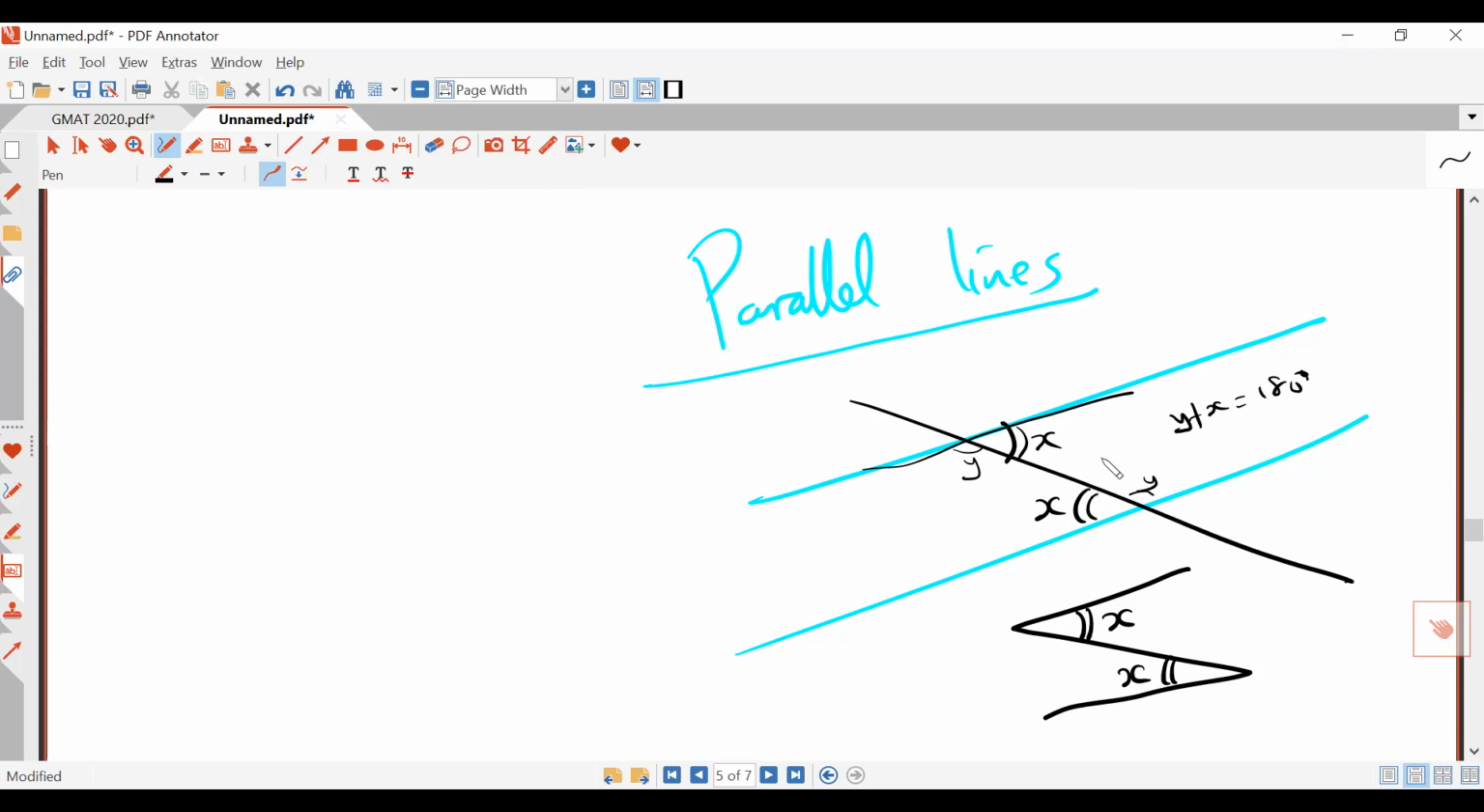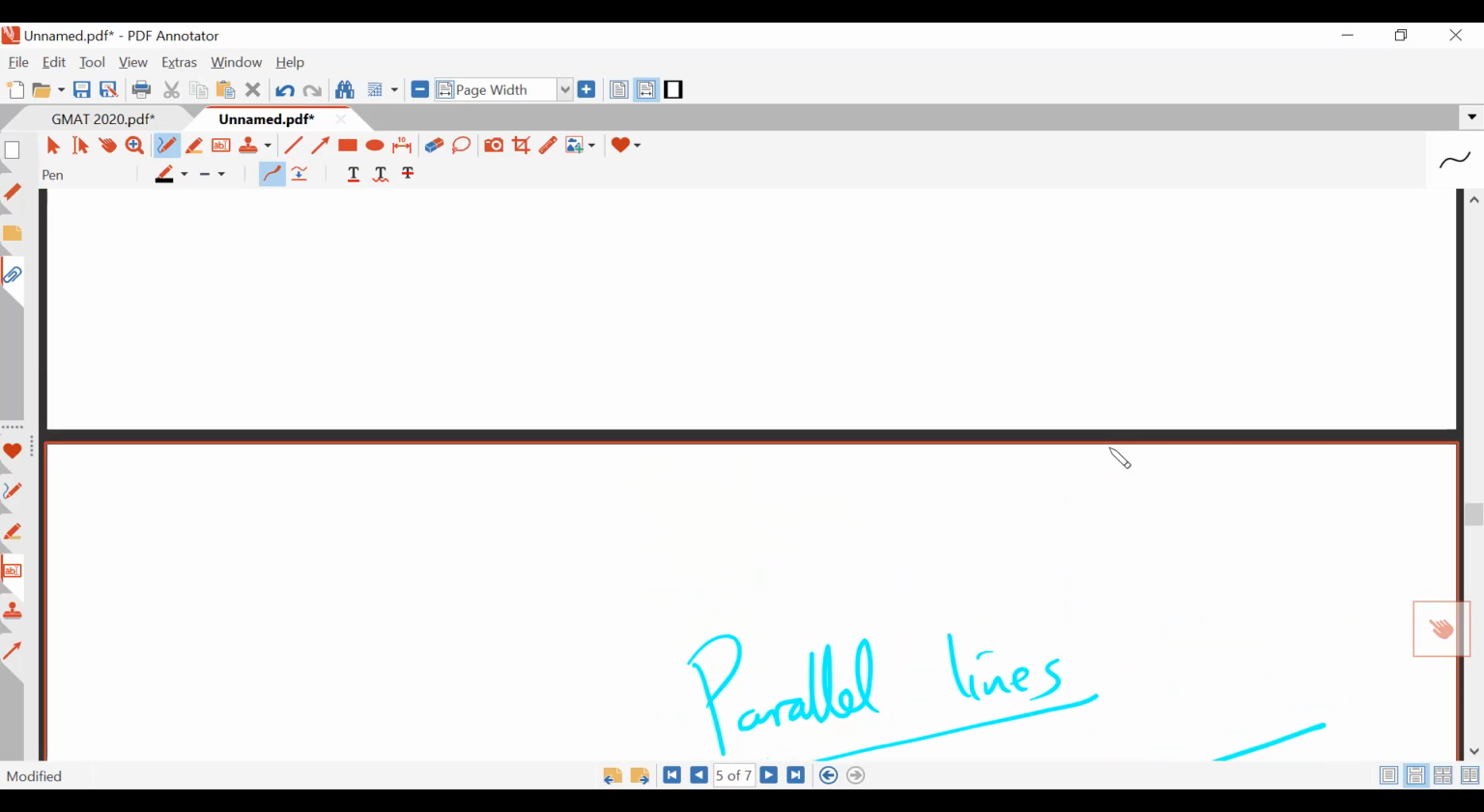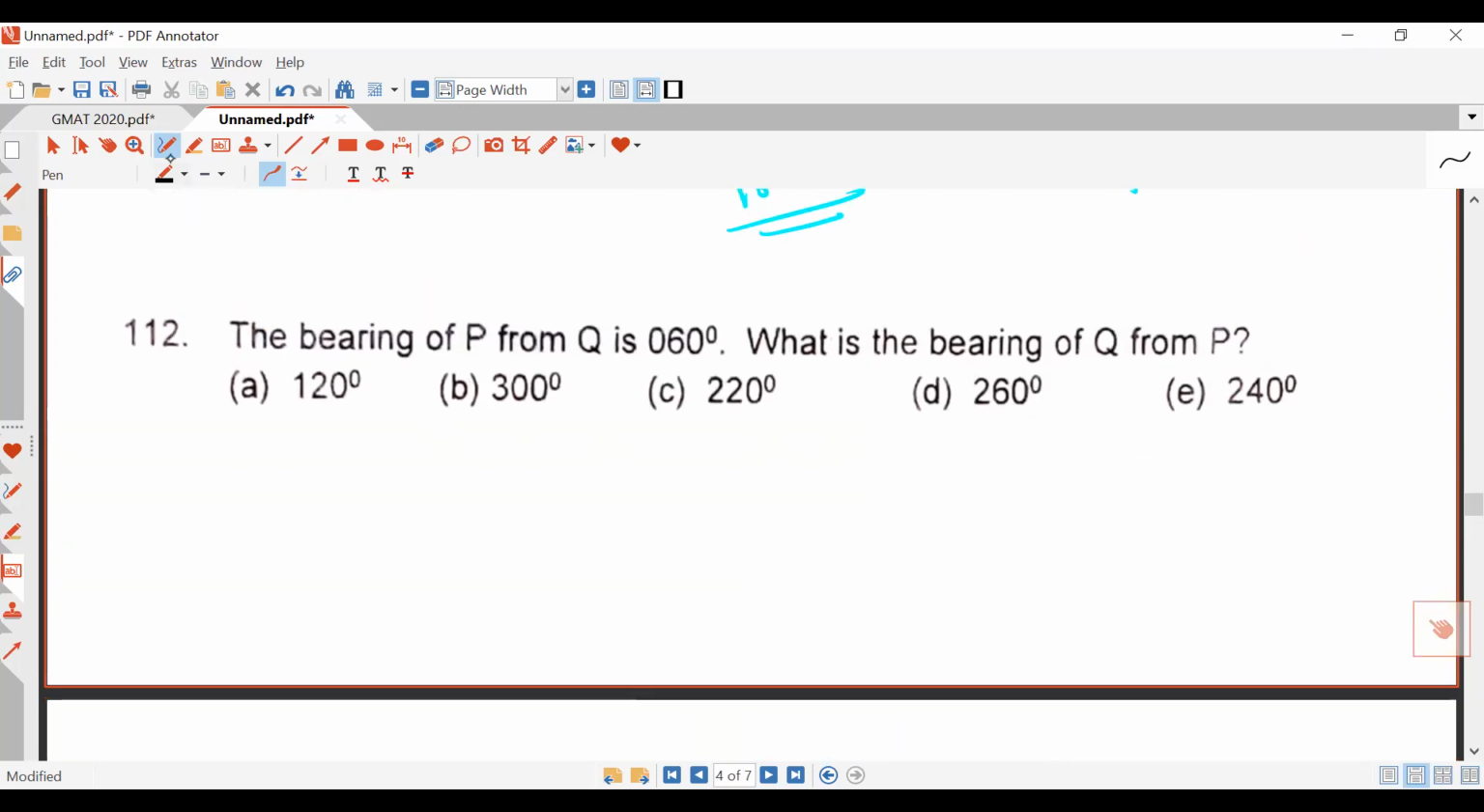Now, let me take you back to the bearings. One thing that I need you to remember about bearings is that we always pay much attention to this word here, from. That is the most important word. When you read a bearing question, where you have from, that is where we put our plotting compass. So P and Q, from Q, we put it at Q.